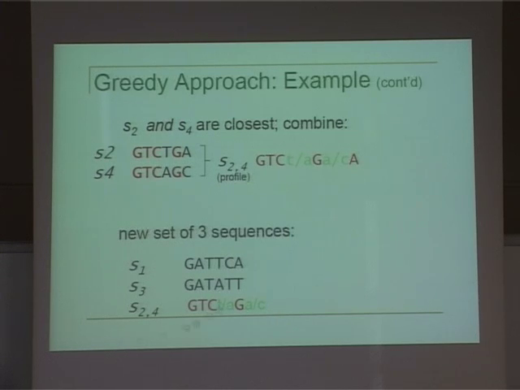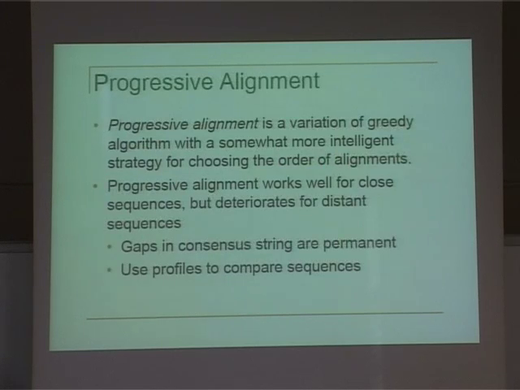Now we have a new set of 3 sequences. We have a profile and 2 sequences. We align all 3 of them. Again, we look at all the alignments between these 3 sequences. One of them is a profile actually, and pick the one with the highest similarity. We combine them. We are going to be left with 2 sequences or 2 profiles, and then we are going to combine them to get the final multiple alignment. So this is how greedy works.